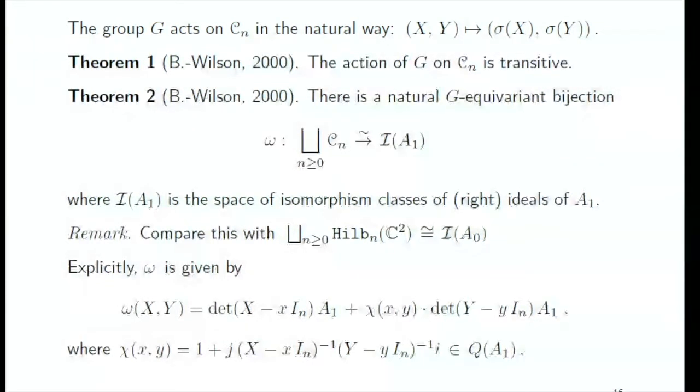And this is kind of his main result. If we take this Weyl algebra A1 and look at all ideals, right or left, of this algebra, I restrict to right ideals, then I want to consider the space of isomorphism classes of ideals. So I identify ideals if they are isomorphic as modules. Then it turns out that there is a natural G-equivariant bijection between the disjoint union of these spaces and the space of ideal classes.